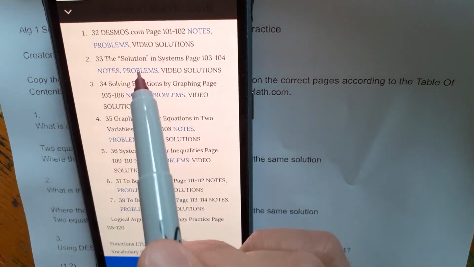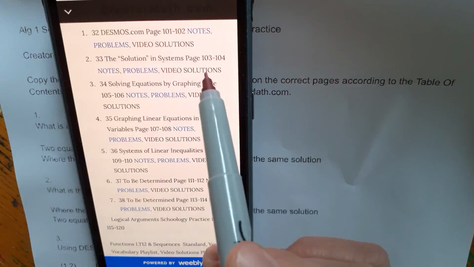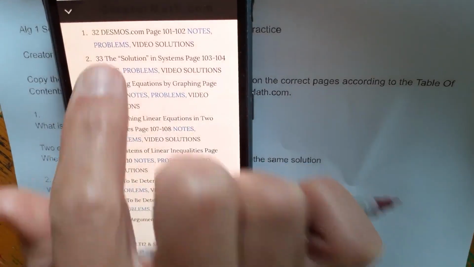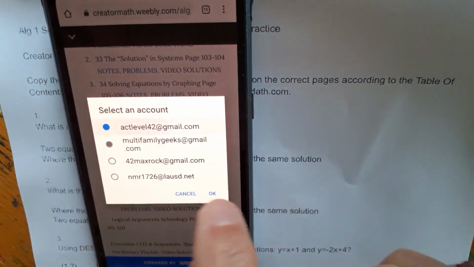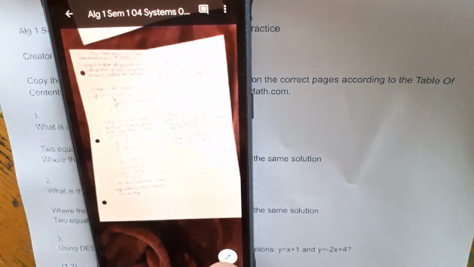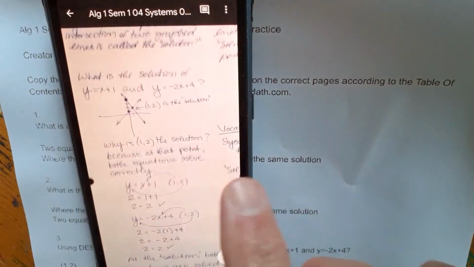So here are the notes. This is the problem set we're doing right now, and then the video solution will be linked here. So we're going to click notes. Sometimes I have to click this twice, you guys, to get it to open. And there you go. It sharpened up right away.